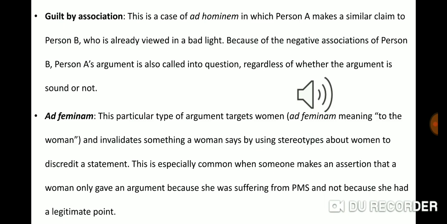Ad feminam. This particular type of argument targets women. Ad feminam means to the woman and invalidates something a woman says by using stereotypes about women to discredit a statement. This is especially common when someone makes an assertion that a woman only gave an argument because she was suffering from PMS and not because she had a legitimate point.